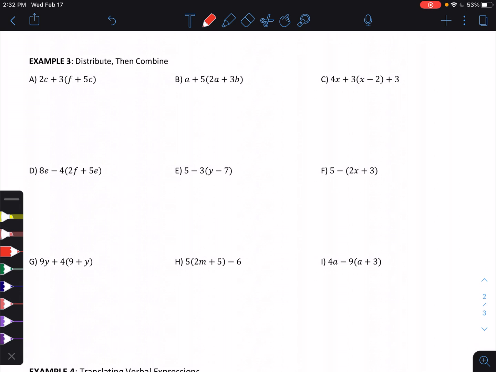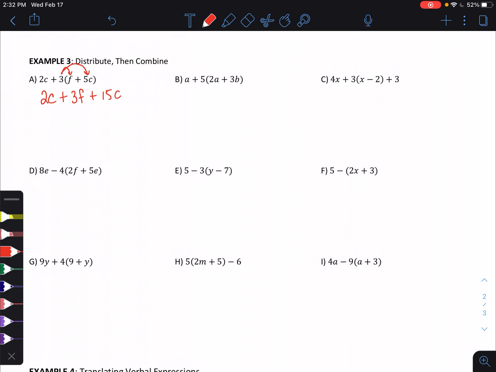So when I look inside my parentheses and I see f plus 5c, I cannot combine those things together. But I can distribute and multiply by a 3. So I'm going to show my arrows, show my distributive property. So this is going to be 2c plus. Now when it's 3 times f, that's actually 3 times 1f. So 3 times 1 is 3, and I add the f. And then here I'm going to do 3 times 5 is 15c.